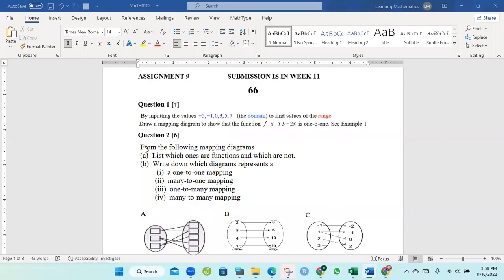So we're moving on to number 2. It says, from the following diagrams, list which ones are functions and which are not. And B, write down which diagrams represent one-to-one, many-to-one, one-to-many, and many-to-many.